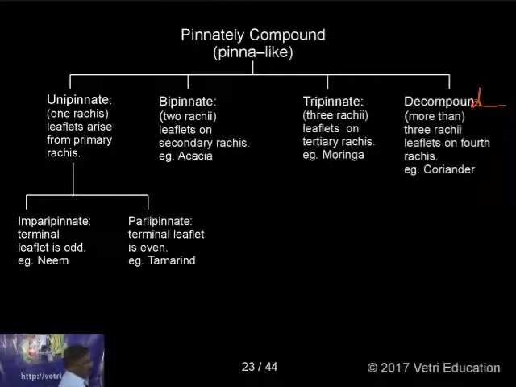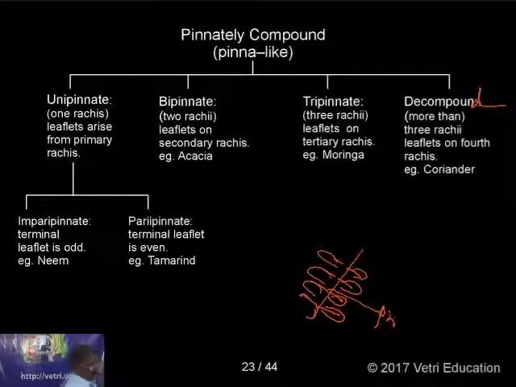So this is the petiole. Generally it is called the rachis in compound leaves, where the leaflets are directly arranged. In this leaf, this is called the primary rachis. So the leaflets are arranged on the primary rachis, that is unipinnate.